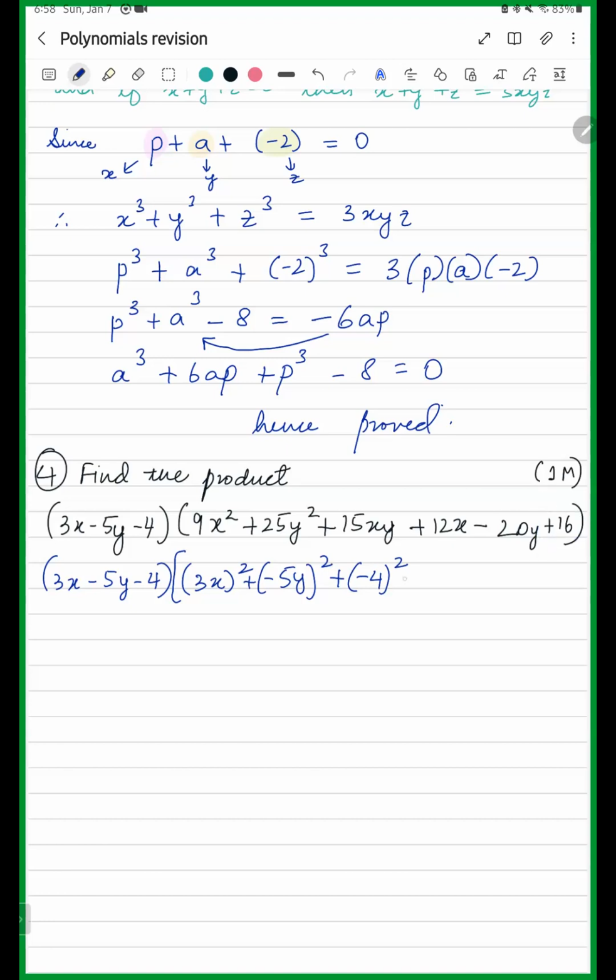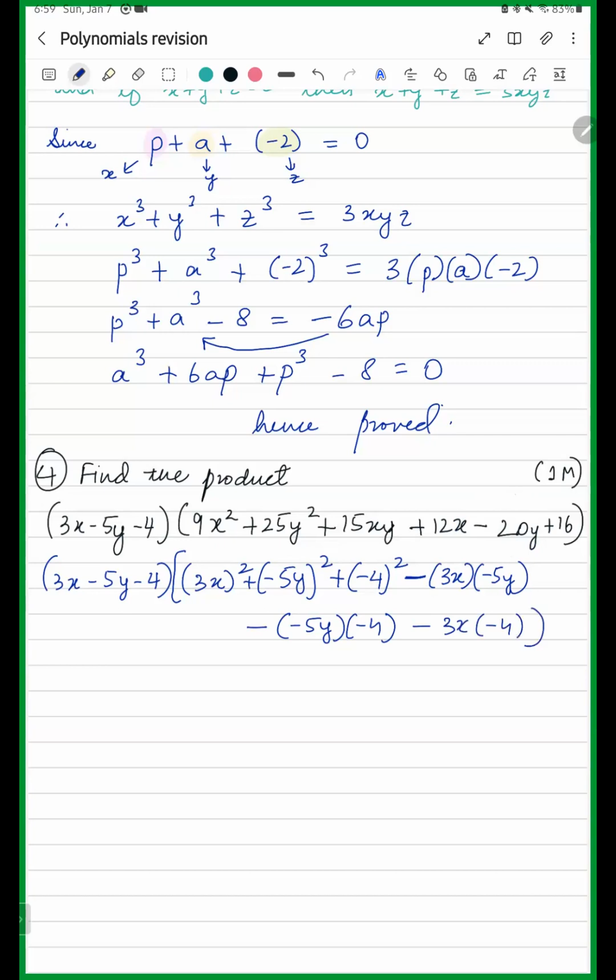Then plus, we know the next part is minus AB minus BC minus CA, right? So minus AB. So minus A into B. A is 3x and B is minus 5y. Minus BC, minus 5y into minus 4. This one here. Minus CA, minus 3x into minus 4.